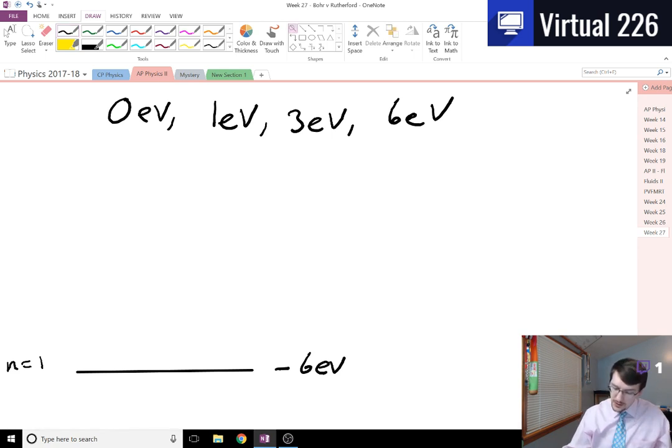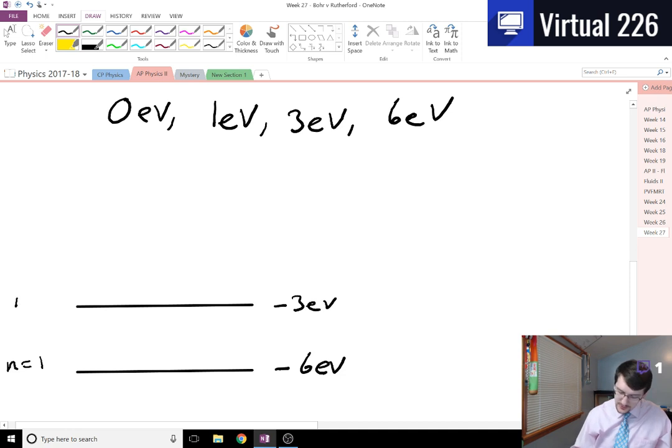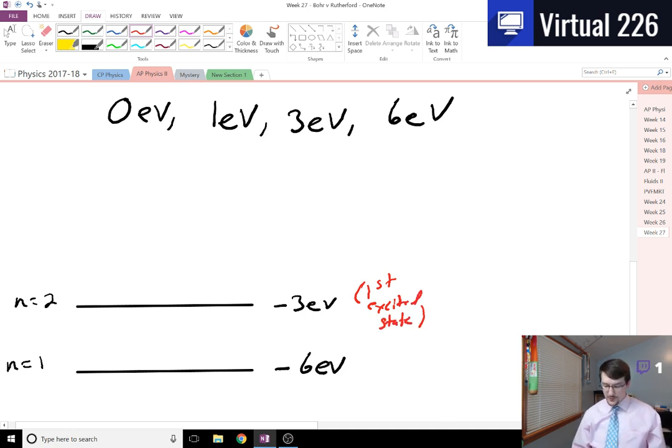Okay. Our second level is going to be at -3 electron volts. This is n equals 2. This is actually what we can refer to as the first excited state. So that's a little annoying. We have the first state down here, n equals 1, but n equals 2 is the first excited state because we've bumped the electron up by some level.